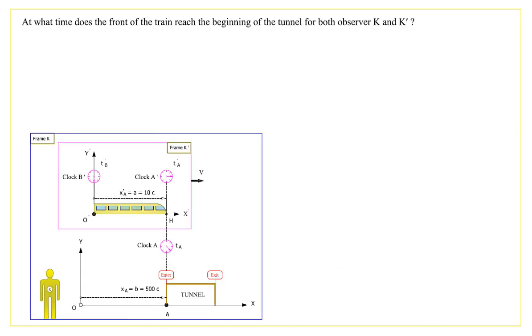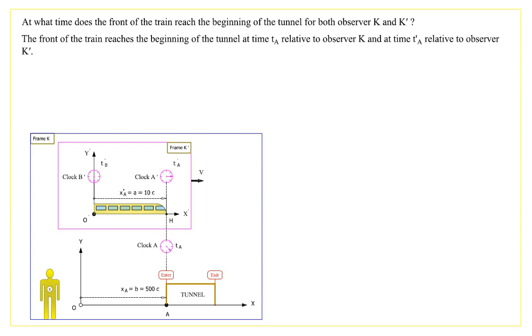At what time does the front of the train reach the beginning of the tunnel for both observer K and K'? The front of the train reaches the beginning of the tunnel at time tA relative to observer K and at time t'A relative to observer K'.